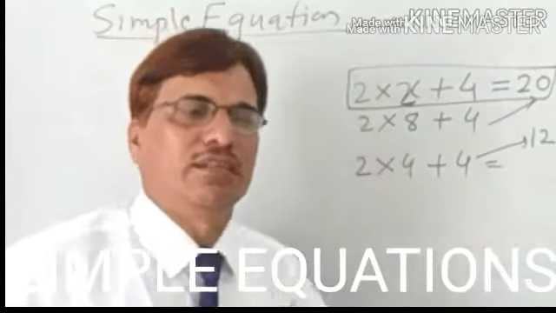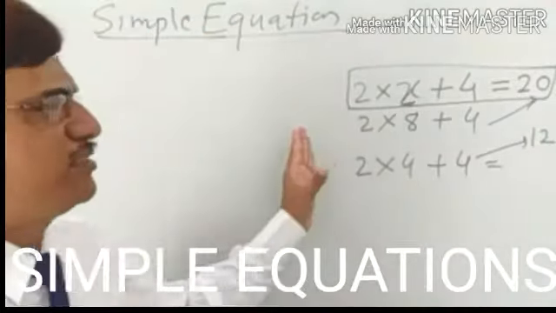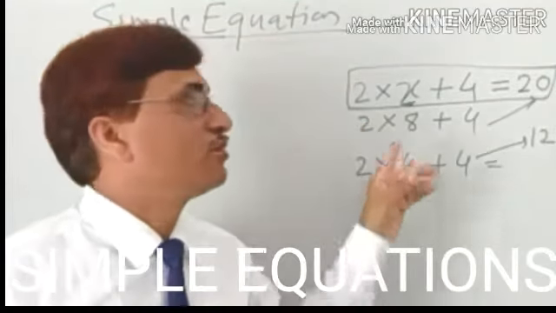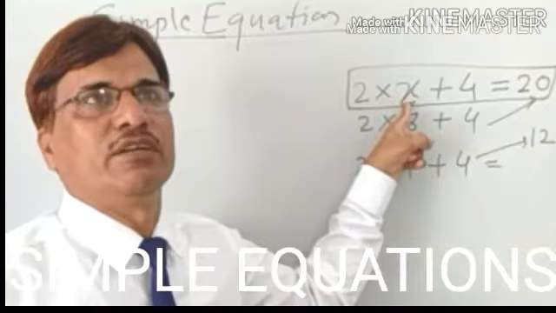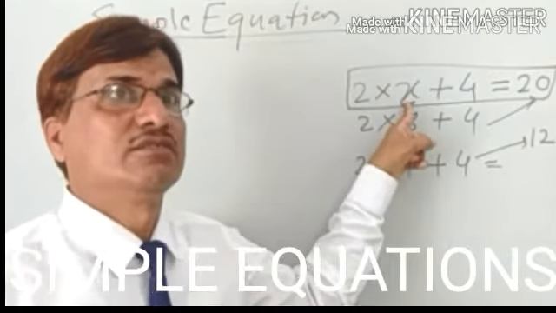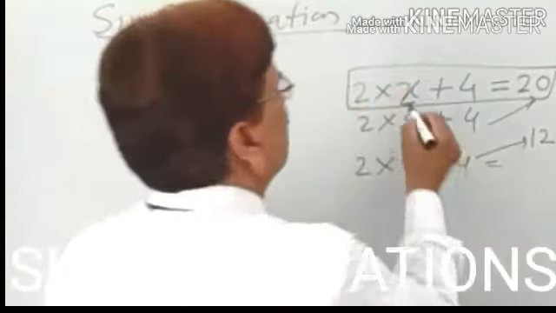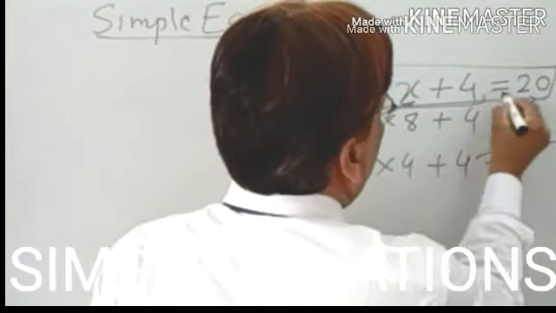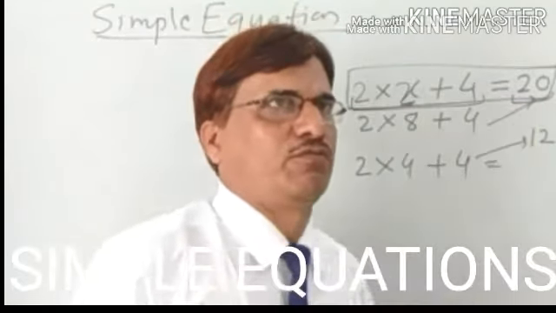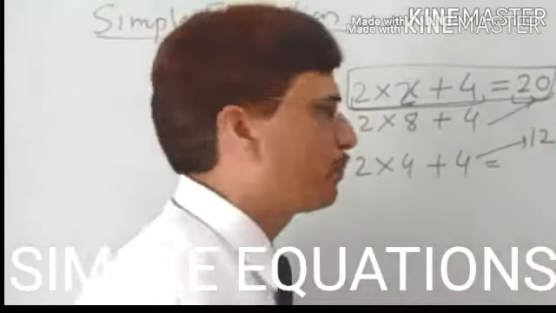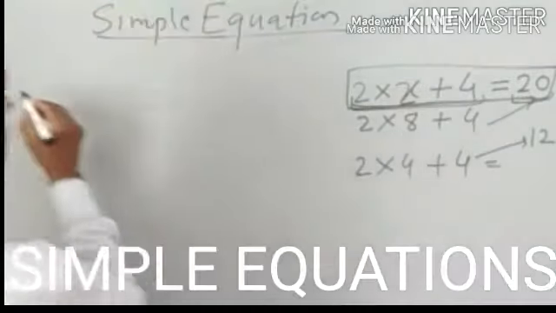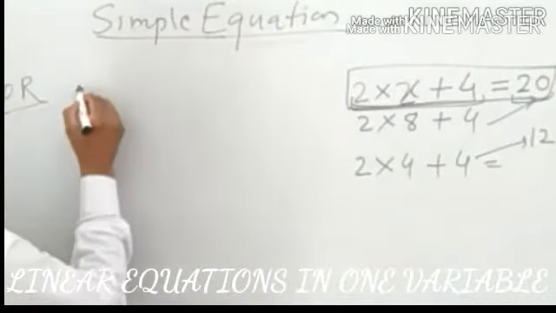Simple equation. Equation is a condition on a variable. The condition is that two expressions should have equal value. Okay. It is also called linear equation.